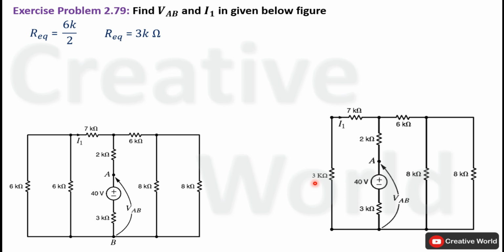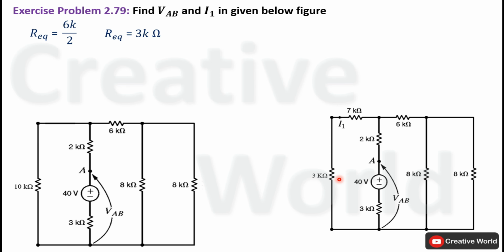Now this 3 kilo ohm and 7 kilo ohm are converted into a series connection. Their equivalent resistance will be equal to the sum of both resistances. Sum of these resistances will be equal to 10 kilo ohm. Modify the circuit by replacing these two resistances with a single resistance having the value of 10 kilo ohm.